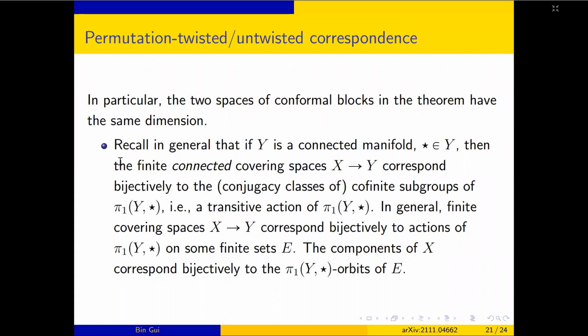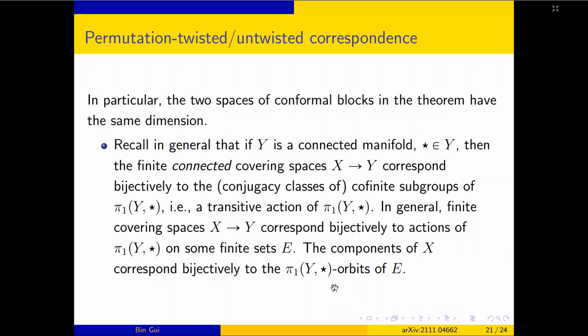For our theorem, we also need to consider disconnected covering spaces. Correspondingly, we have to consider general actions on finite sets, which have possibly more than one orbit. In that case, each orbit corresponds to one connected component of the covering. So the correspondence is very easy. You just put all of them together, then the finite covering spaces correspond bijectively to the actions of the fundamental group on a finite set E, and the connected components of X correspond bijectively to the orbits of the fundamental group. In other words, if you have two orbits, then you have two connected components.